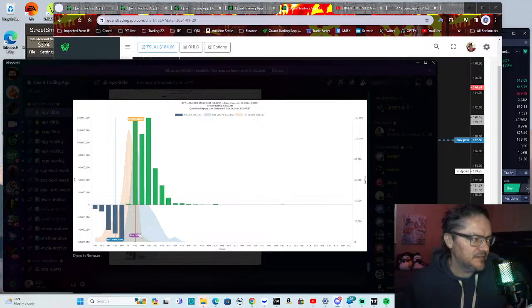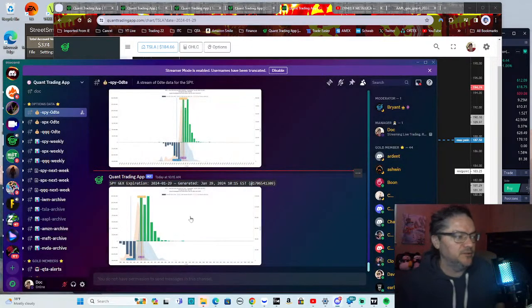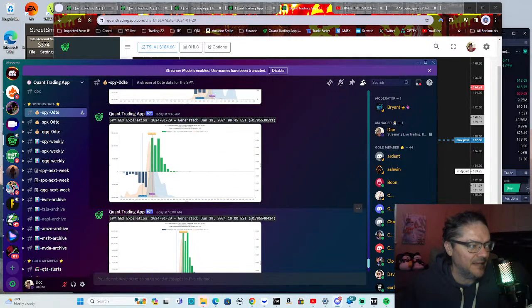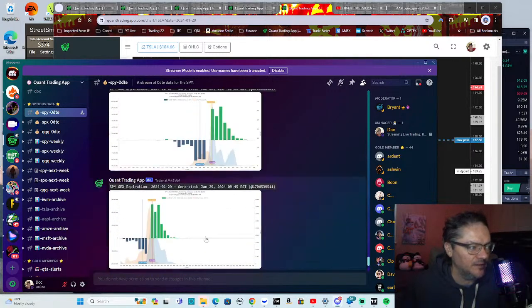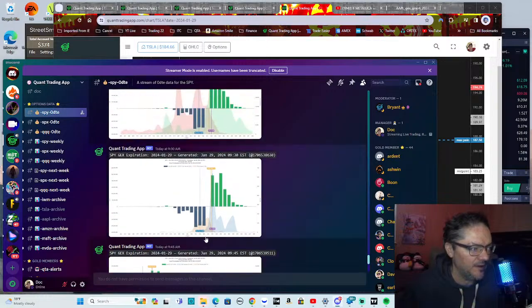So the absolute GEX is now at the spot price. We have higher GEX at 490 increasing. This is a good thing about the feed too: you can go back in time real quick. You don't have to go to another screen and look it up. You just cycle up and see where it was prior.